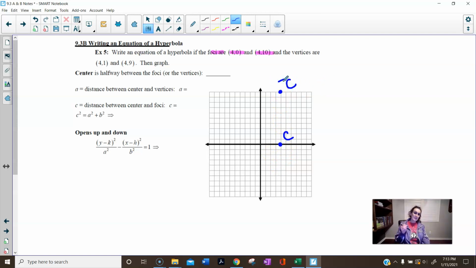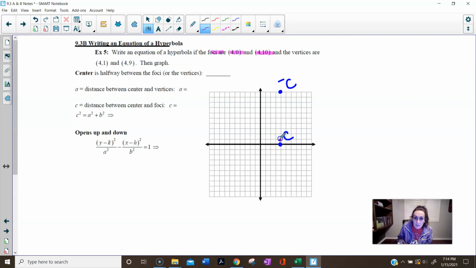Okay, so you can see that this is going to have to be a happy sad because of where those foci are. And the A's are going to wrap around the foci. So you're going to have a vertical hyperbola. It says that the vertices are (4, 1). So let's graph the vertices.